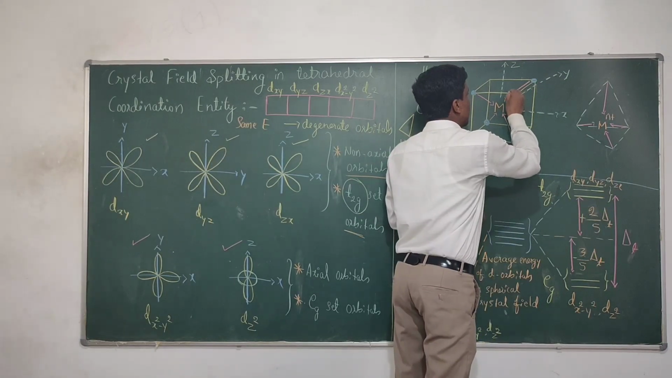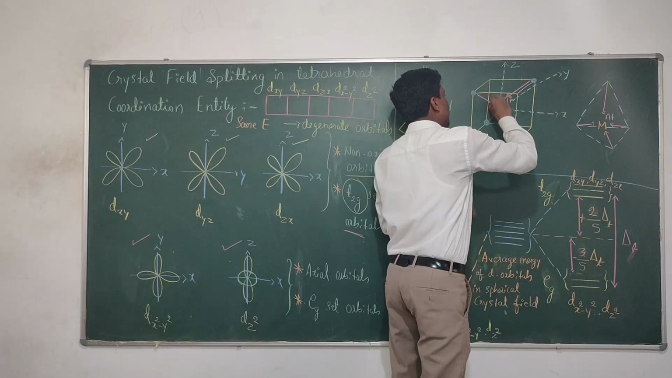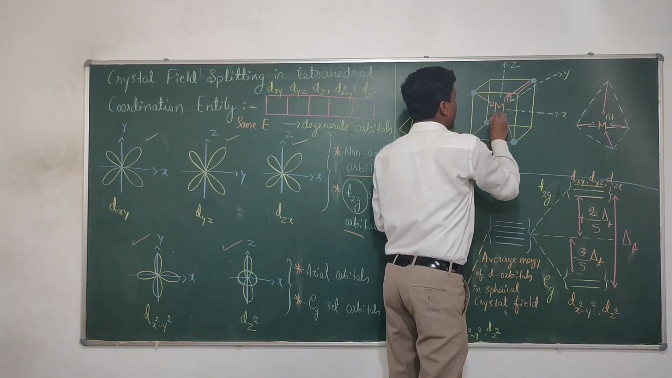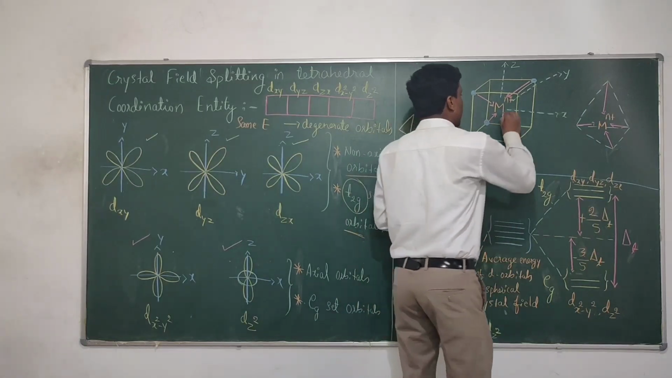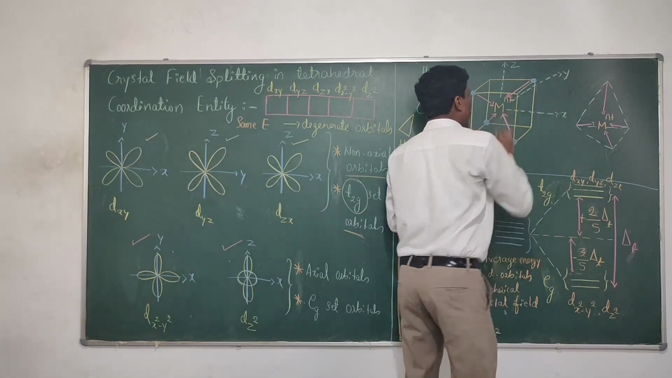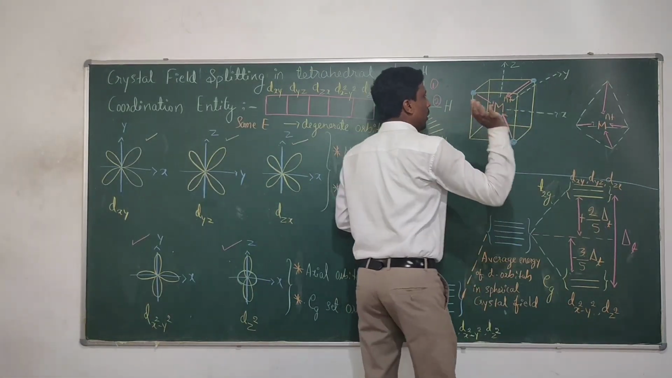This is the direction of approach of one ligand. This is the direction of approach of another ligand. This is one more ligand. This is one more ligand. This is the fourth ligand. Here, you can imagine.